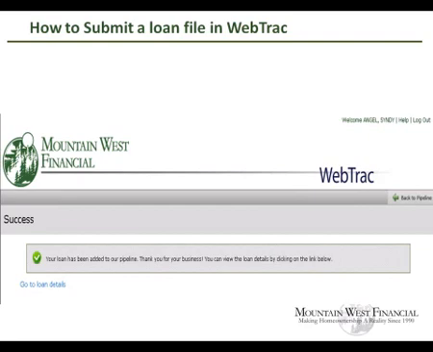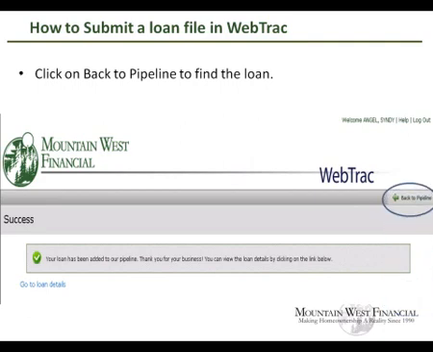Once you have attached the Fannie Mae 3.2 file into WebTrack, you will need to click on the Back to Pipeline button to locate the loan. It will also give you a message that says your upload was successful. Your loan has been added to our pipeline. Thank you for your business. You can view the loan details by clicking on the link below.